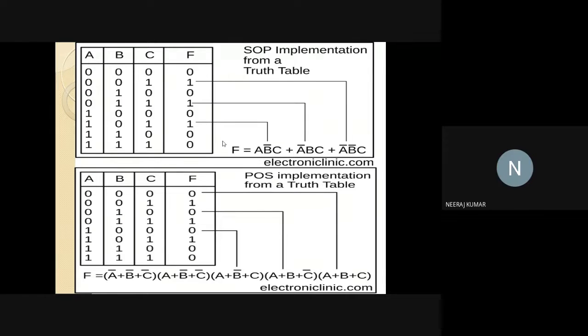Ma'am, how does it get 0 and 1 in F? No, this is some combination. We are just giving the example. No relation. Okay, ma'am. This is just an example.